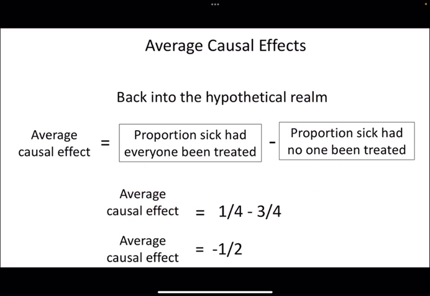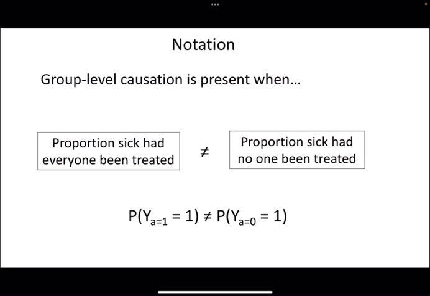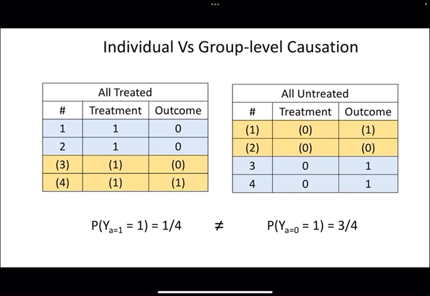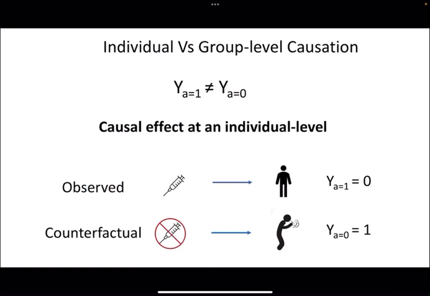And so this is just the same slide as before. As far as figuring out whether there's a causal effect, it's pretty much seeing if the proportion of people that get sick had everyone been treated is different than the proportion of people that get sick had no one been treated. And we can see that that's true here on the left. The probability of the outcome in the all-treated situation is 1/4, and more people got sick in the world had no one been treated. And that's group-level causation.